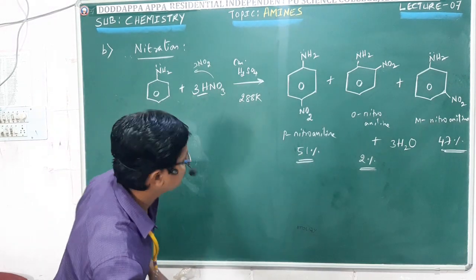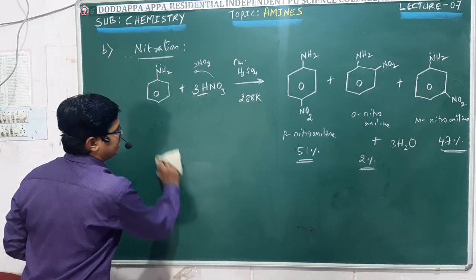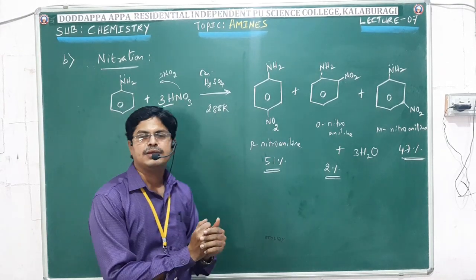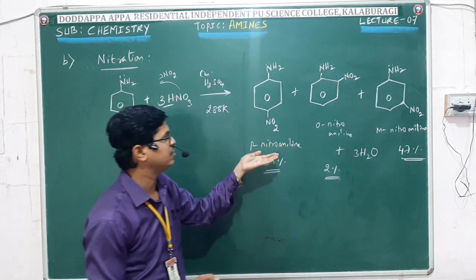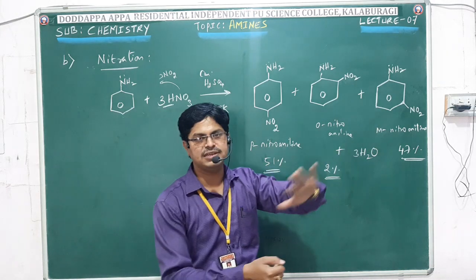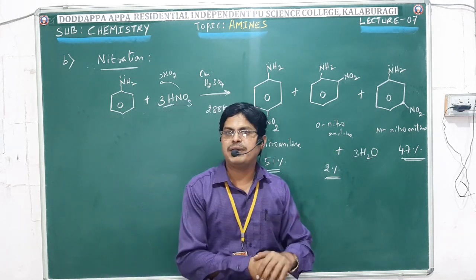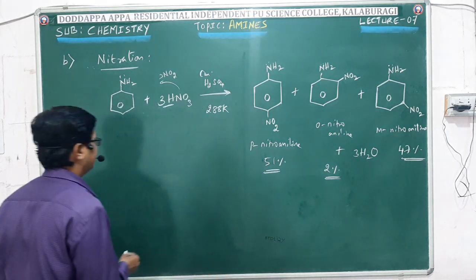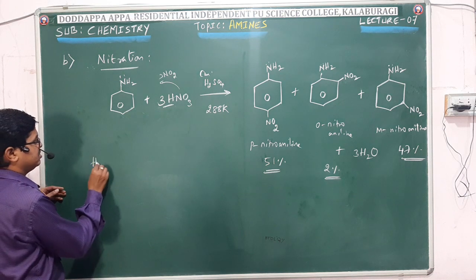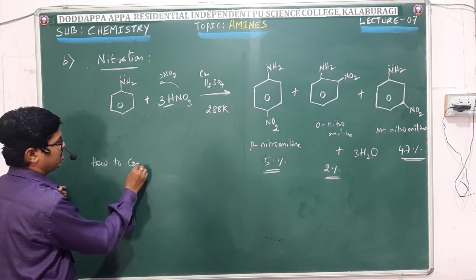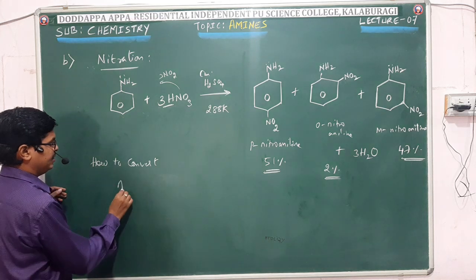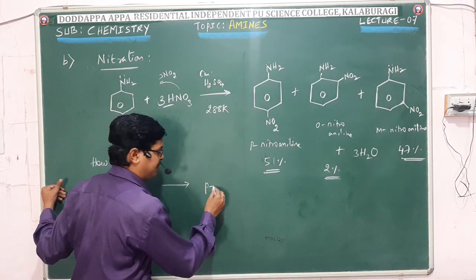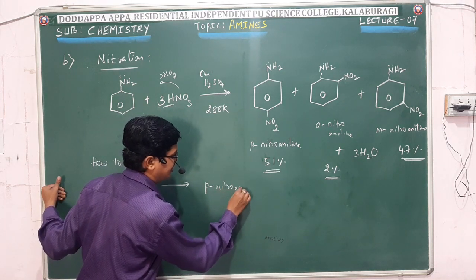Okay, so this is the nitration of aniline. See, if we want to prepare only para-nitroaniline, I don't want a mixture, I don't want ortho, meta, para, I want only para-nitroaniline, then how to prepare para-nitroaniline? That is, how to convert aniline into only the mononitro derivative, that is para-nitroaniline.